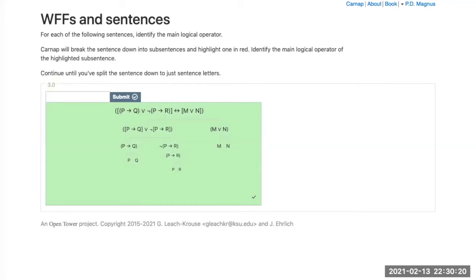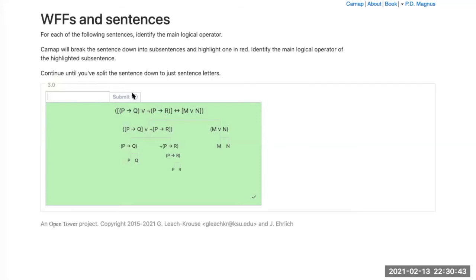That means we've broken down the whole sentence into its atomic parts. We've figured out the structure of all of the different connectives, and it's ended up with just the atomic sentences, P, Q, P, R, M, N. And now we'd submit it. If this were the homework, I'd submit it and I'd get credit for it.